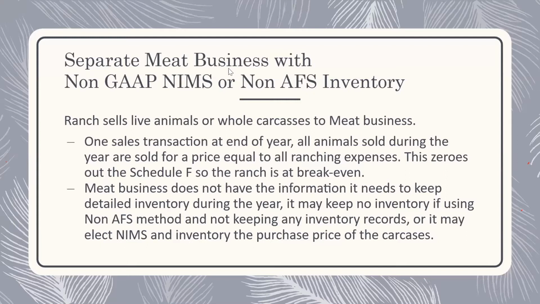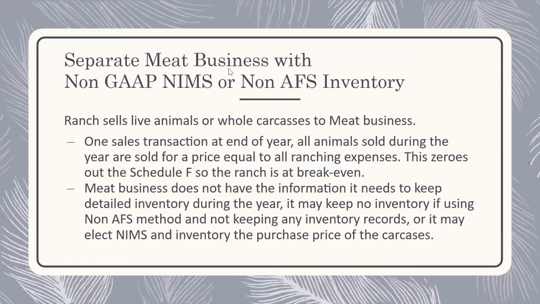The ranch has all the costs for that year, all the expenses, and they say we're selling all the animals that we sold during the year equal to all our expenses for the year. So the ranch is just zero. The Schedule F is filed, but income minus expense equals zero exactly. So now the F is just zero. Everything else is over on either the Schedule C or whatever form it's going to be for the new meat entity. That's great. You're good for tax purposes.